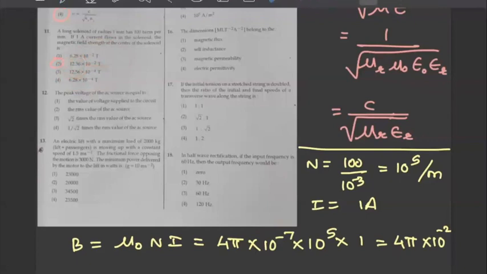Next one is the peak voltage of AC source, which is equal to the value of the voltage supplied, RMS of the AC. Peak and RMS differ by root 2 times. So we know that the RMS, E_rms, is E naught by root 2. So the peak is going to be root 2 times the RMS. So root 2 times the RMS value, so that is this one.